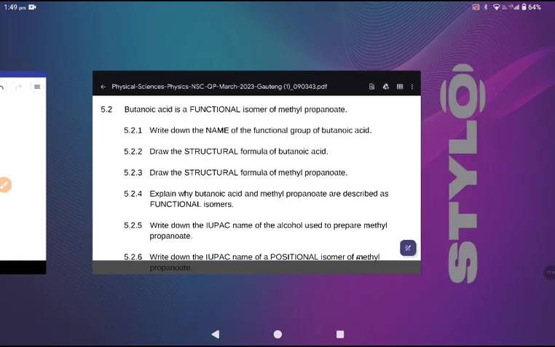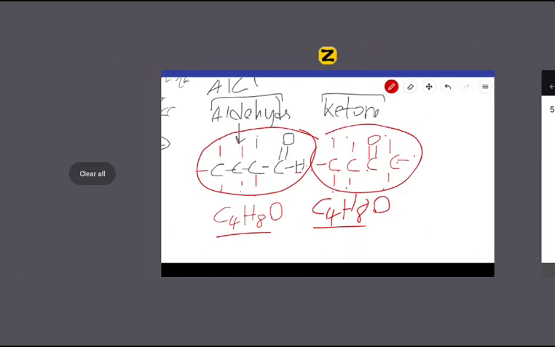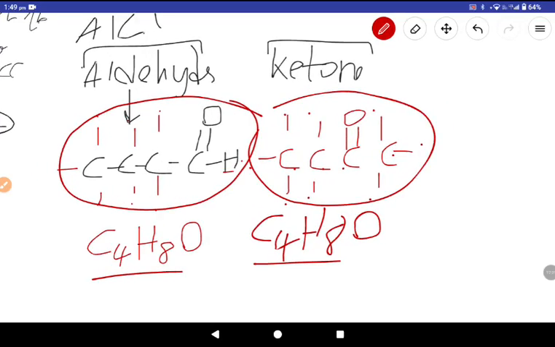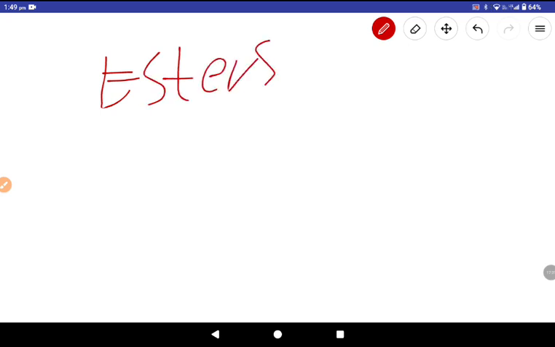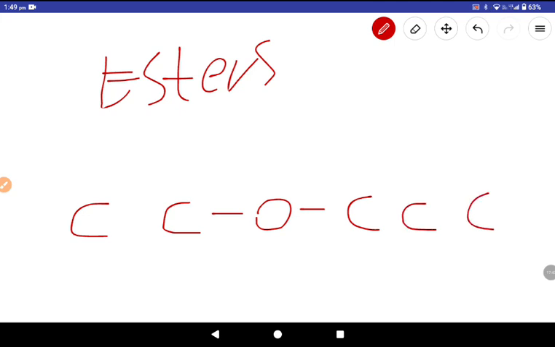Let's go and talk about an ester. As we talk about an ester, this is how you name them and this is how you draw them. Esters, let's talk about them. When you talk about an ester, we notice something about such structures. We know that a normal chain is just carbon carbon.